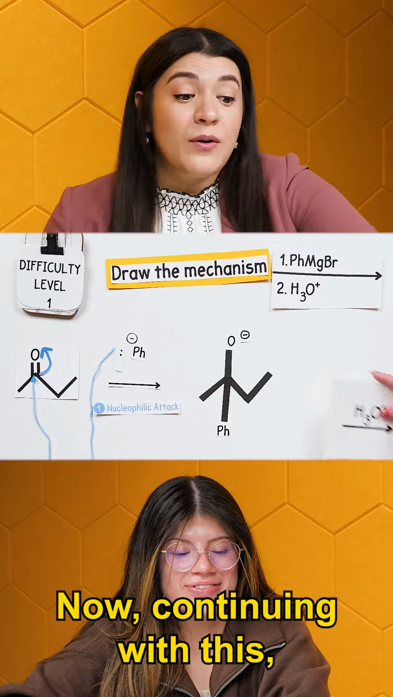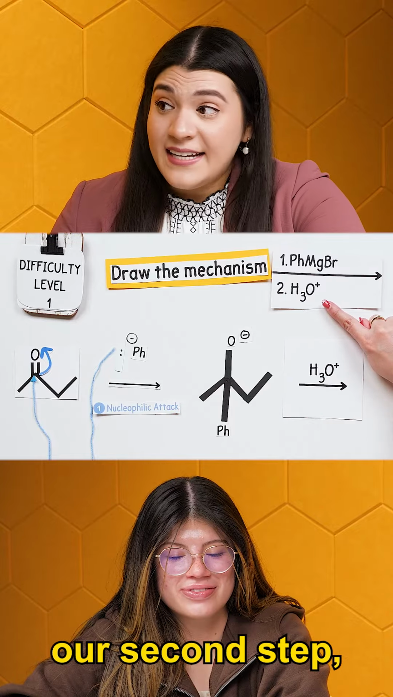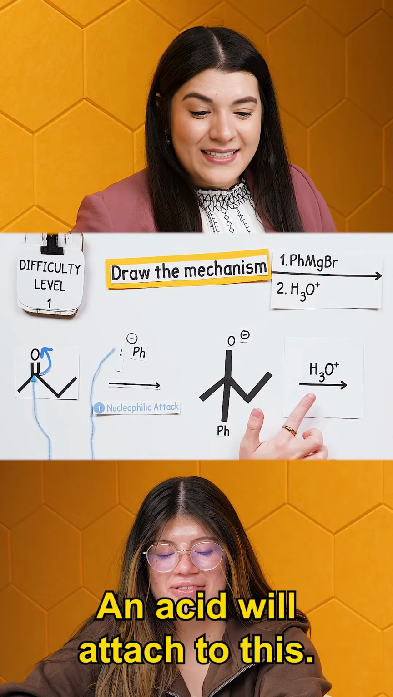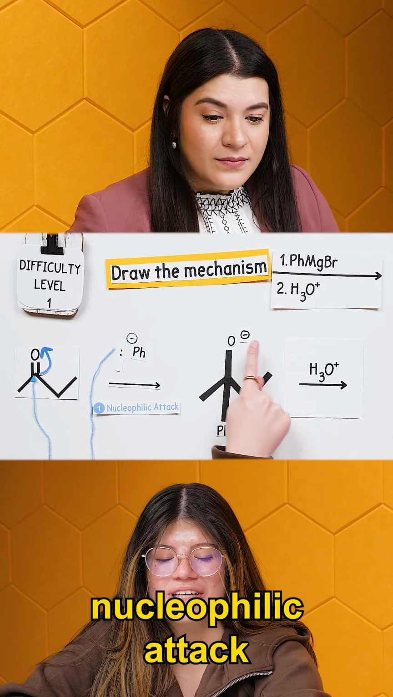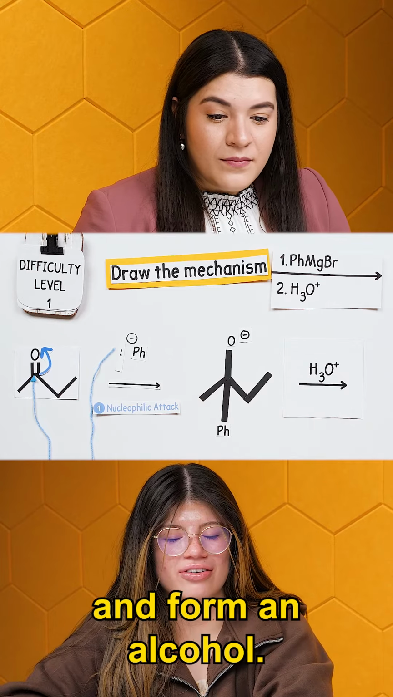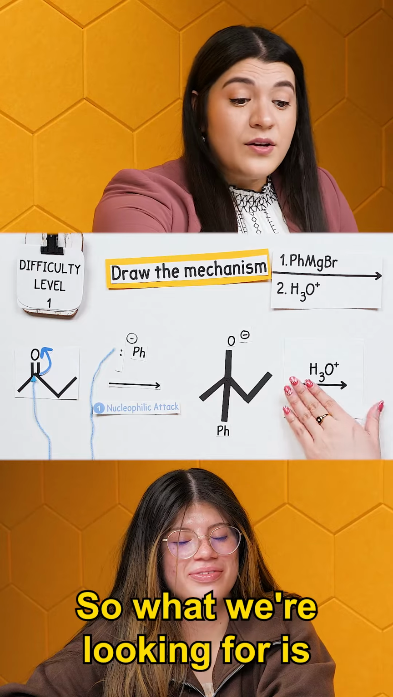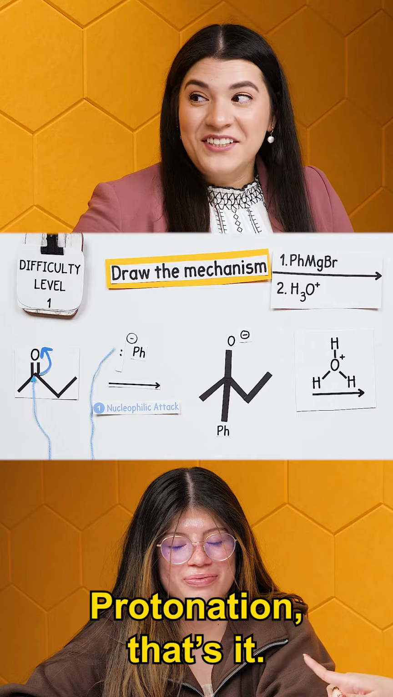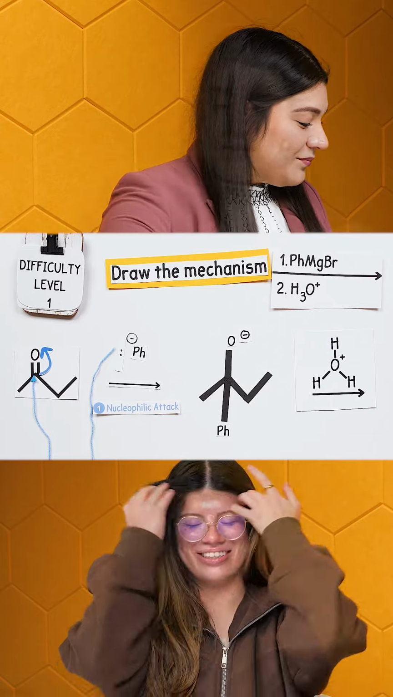Now continuing with this, our second step, we have what happening? An acid will attach to this. I guess the nucleophilic attack will grab a hydrogen and form an alcohol. It will form an alcohol. So what we're looking for is protonation. Protonation, that's it. Yes, protonation. I'll give you this one.